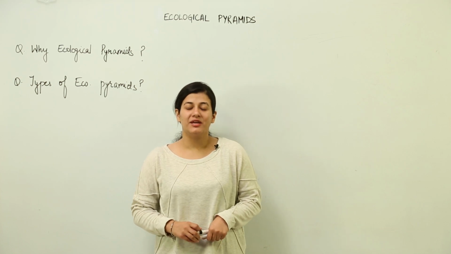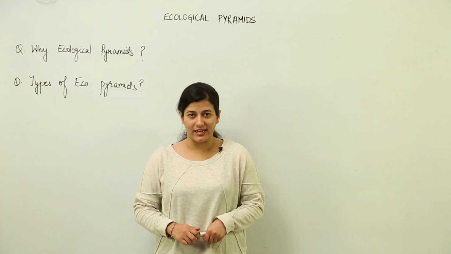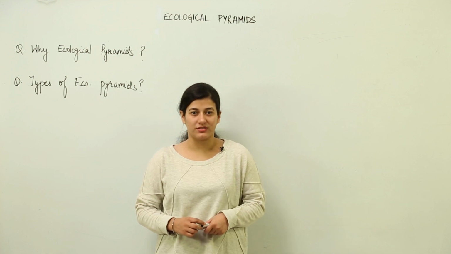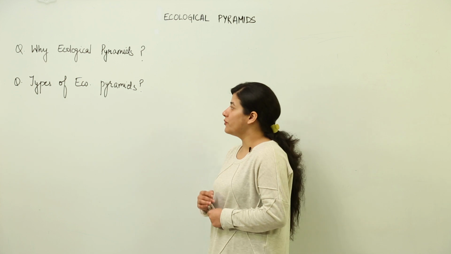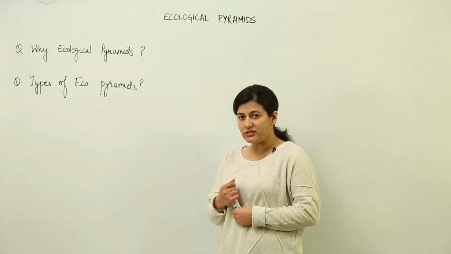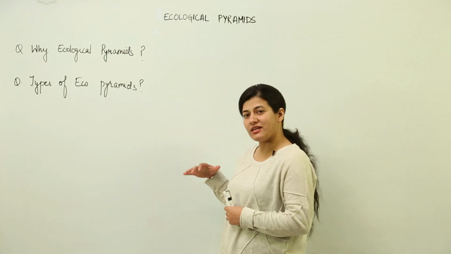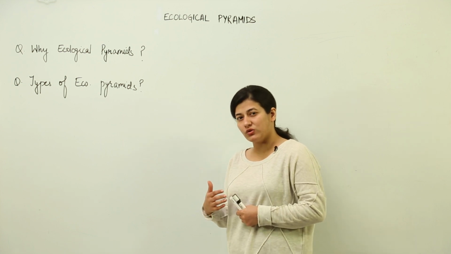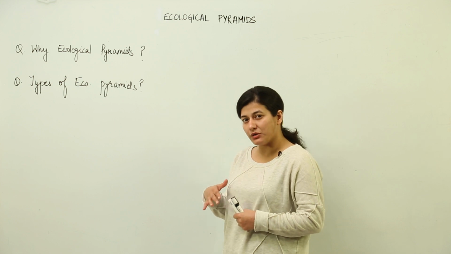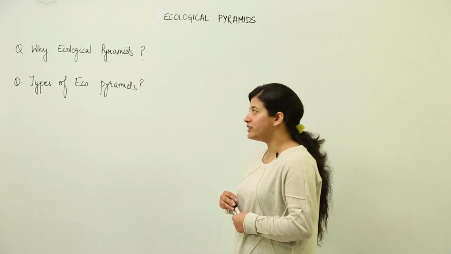Hello students, before we study nutrient cycling, that is the fourth aspect of ecosystem, we are going to study what ecological pyramids are. I hope you remember what trophic levels in an ecosystem were. There were the various levels at which we studied consumers, herbivores and carnivores, and accordingly producers. They were kept under one level. That was the trophic level in an ecosystem.